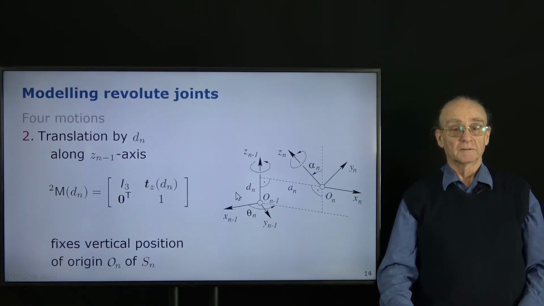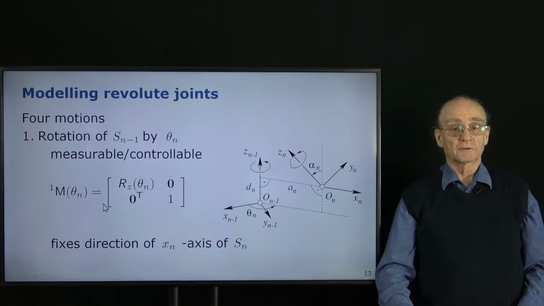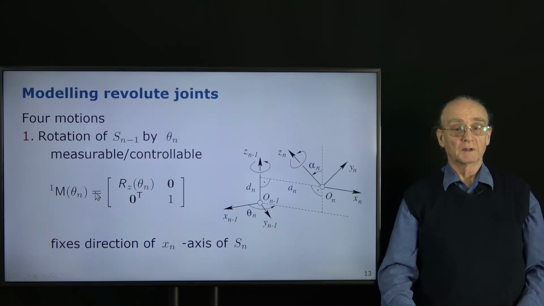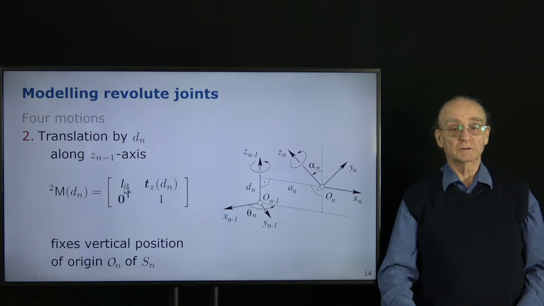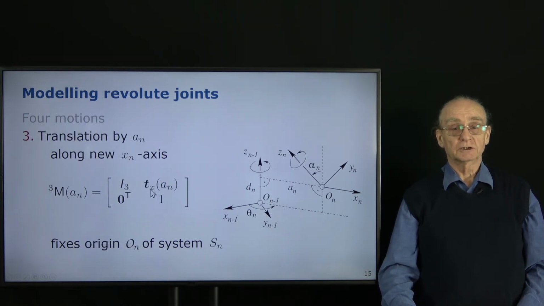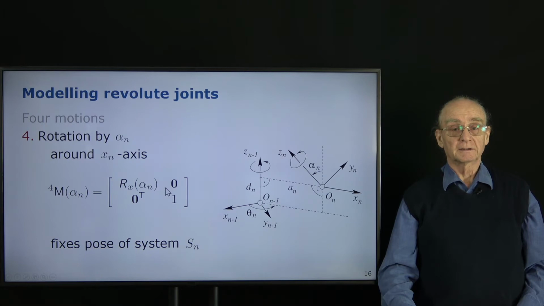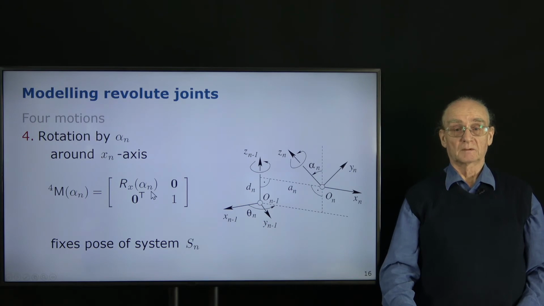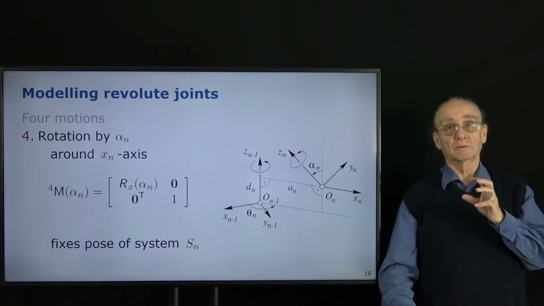Now if you look at the 3 transformation matrices, you have here the first motion, which is a rotation around the z-axis, Rz by theta n. Then you have a translation in z direction by dn. Then you have a translation in the x direction by an. And finally, we have a rotation around the x-axis by alpha n. Now, each of these motions is described in the previous coordinate system.